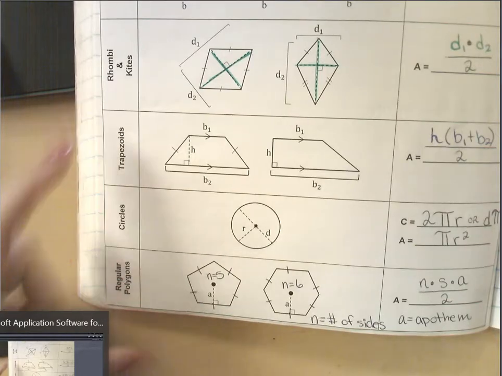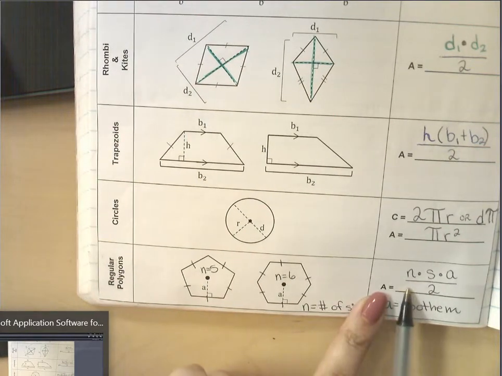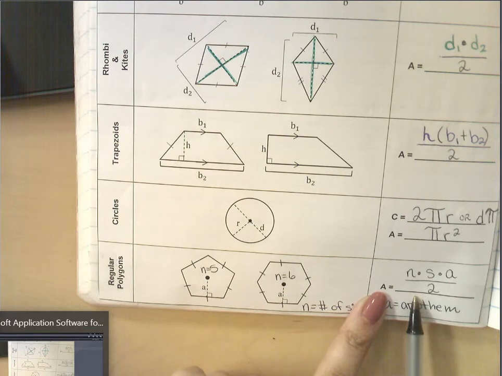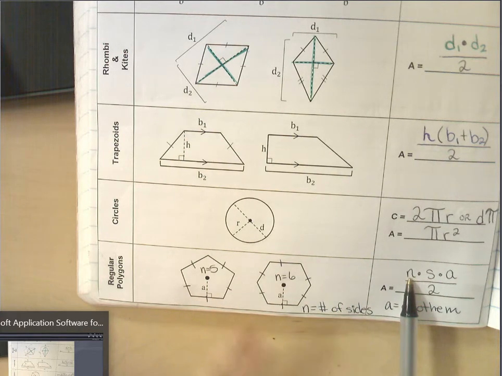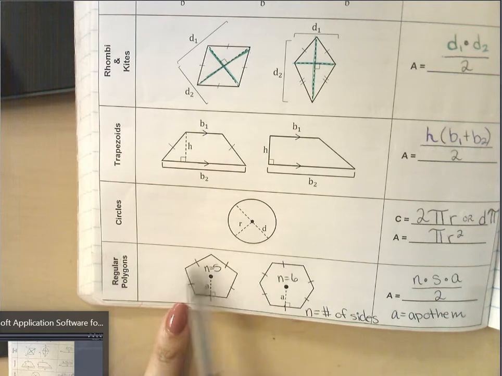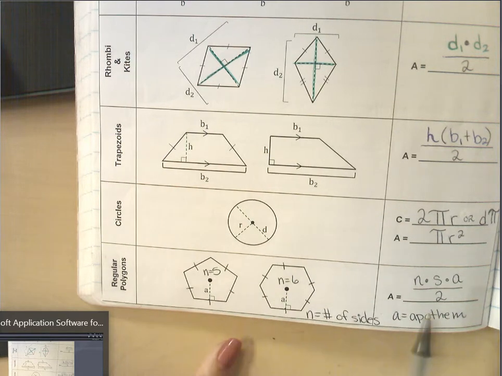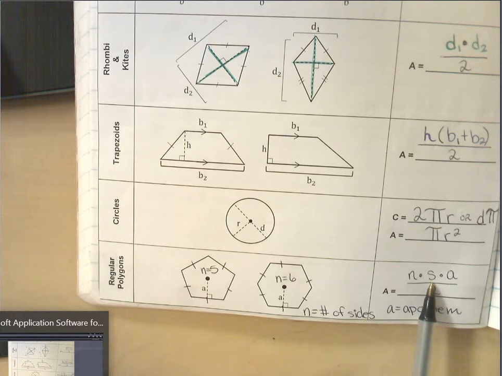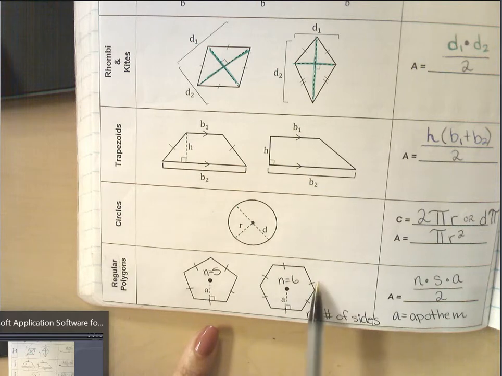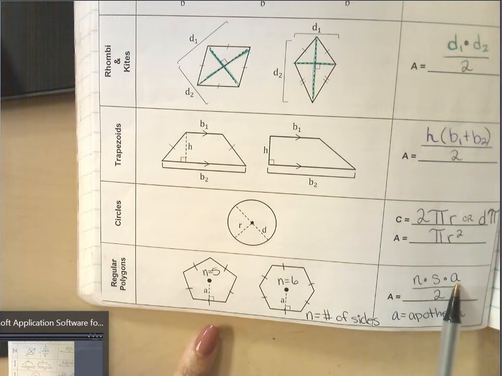And I have it right over here. For area, it's NSA divided by 2. So N stands for the number of sides. So here it is 5 because there are 5 sides. Here N is 6 because there are 6 sides. S still is for side length, so whatever the length of your side is. And A is the apothem.